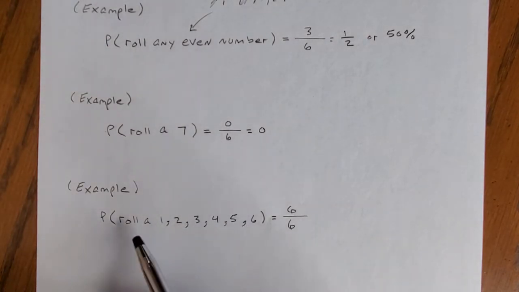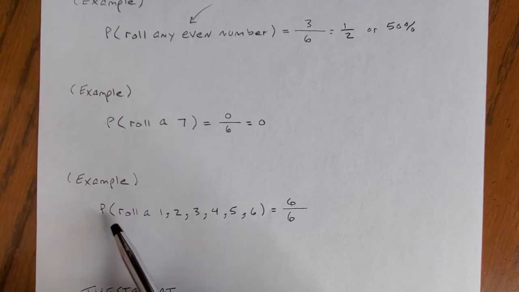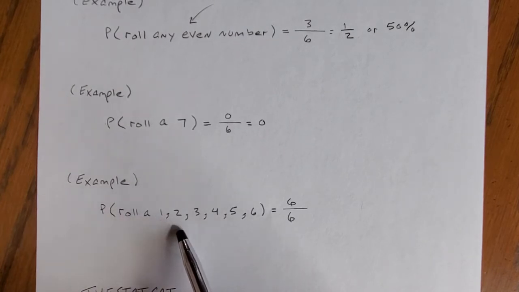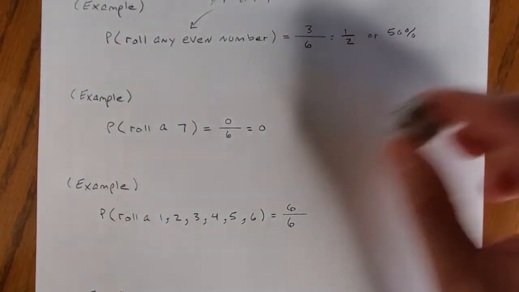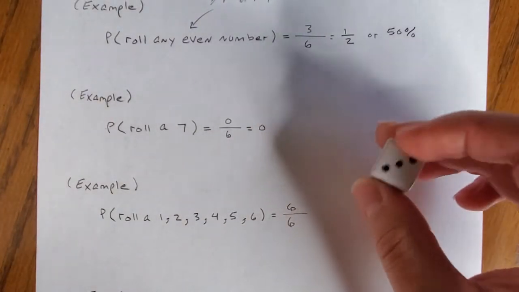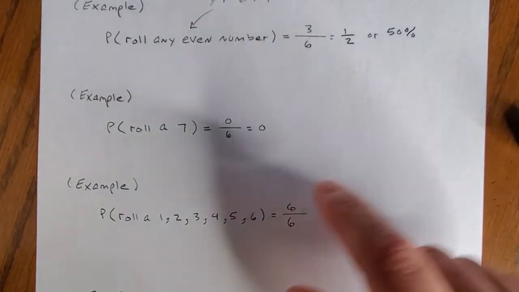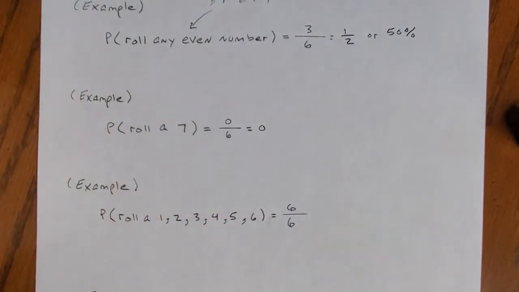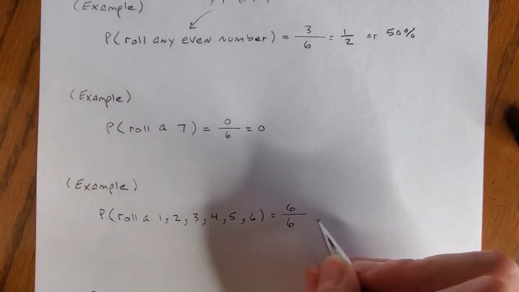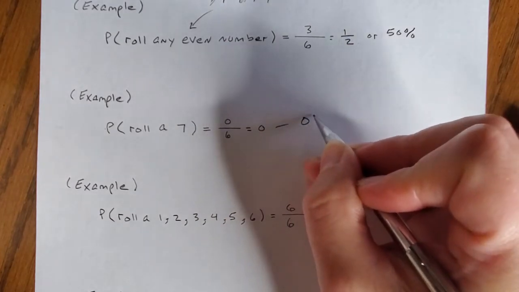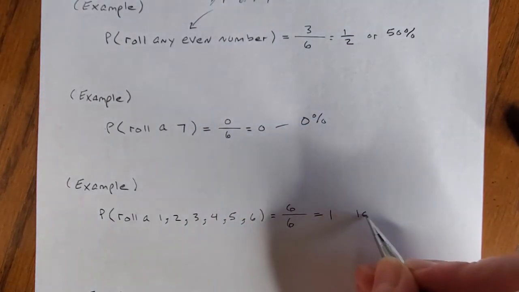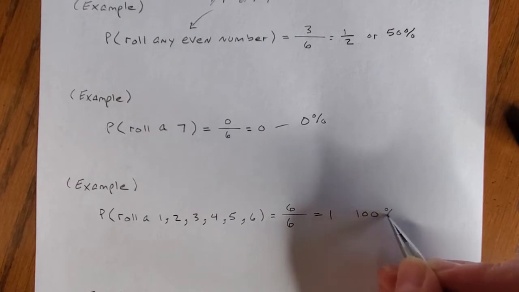And then as a complementary case, let's say, what's the probability that you roll a 1 or a 2 or a 3 or a 4 or a 5 or a 6? Well, you're guaranteed to do that. You roll this die, one of those numbers is going to show up. So there's 6 ways that event can happen, and there's 6 total outcomes. So 6 over 6 is 1. Looking at these, this is a 0% chance, and if you convert 1 to a percentage, this is a 100% chance.